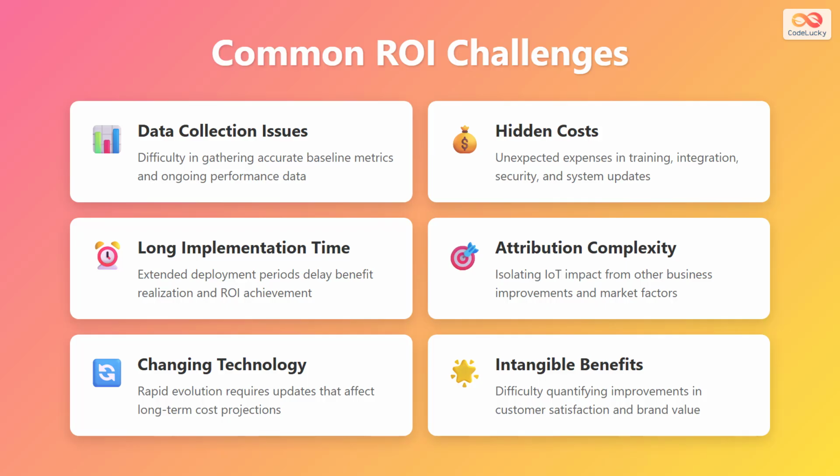Attribution complexity makes it hard to isolate IoT impact from other business improvements and market factors. Rapidly changing technology requires updates that affect long-term cost projections. Finally, intangible benefits like improved customer satisfaction and enhanced brand value are difficult to quantify in financial terms. Being aware of these challenges helps you plan for and address them proactively.